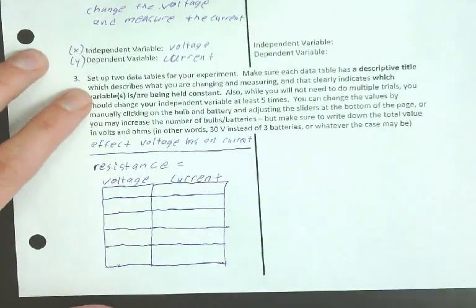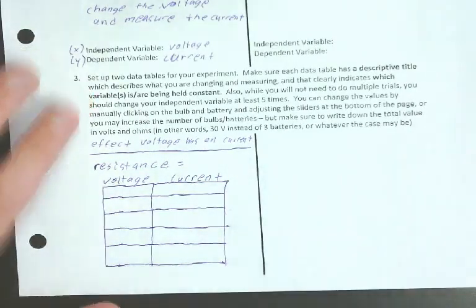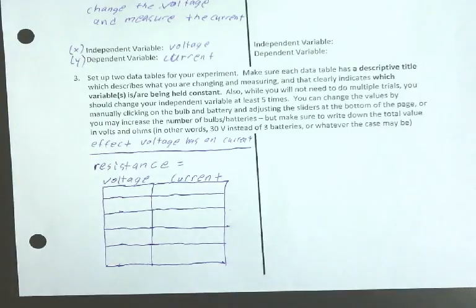And you're going to use your meter to measure those. So right now, my current is 1. And I would write that down in my current there. So you don't need to do multiple trials because it's perfectly accurate. It's an online simulation. And you don't need to do an average then.